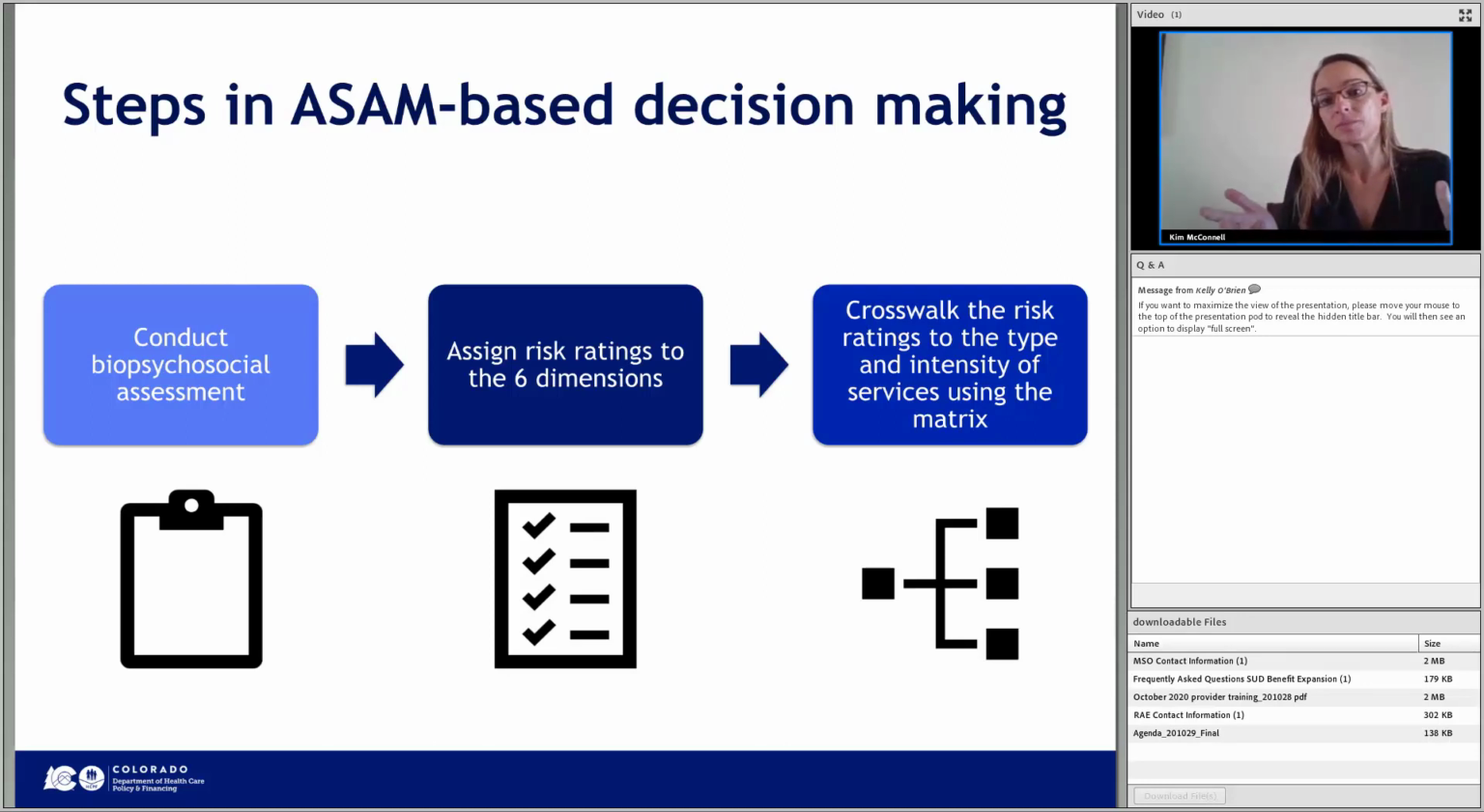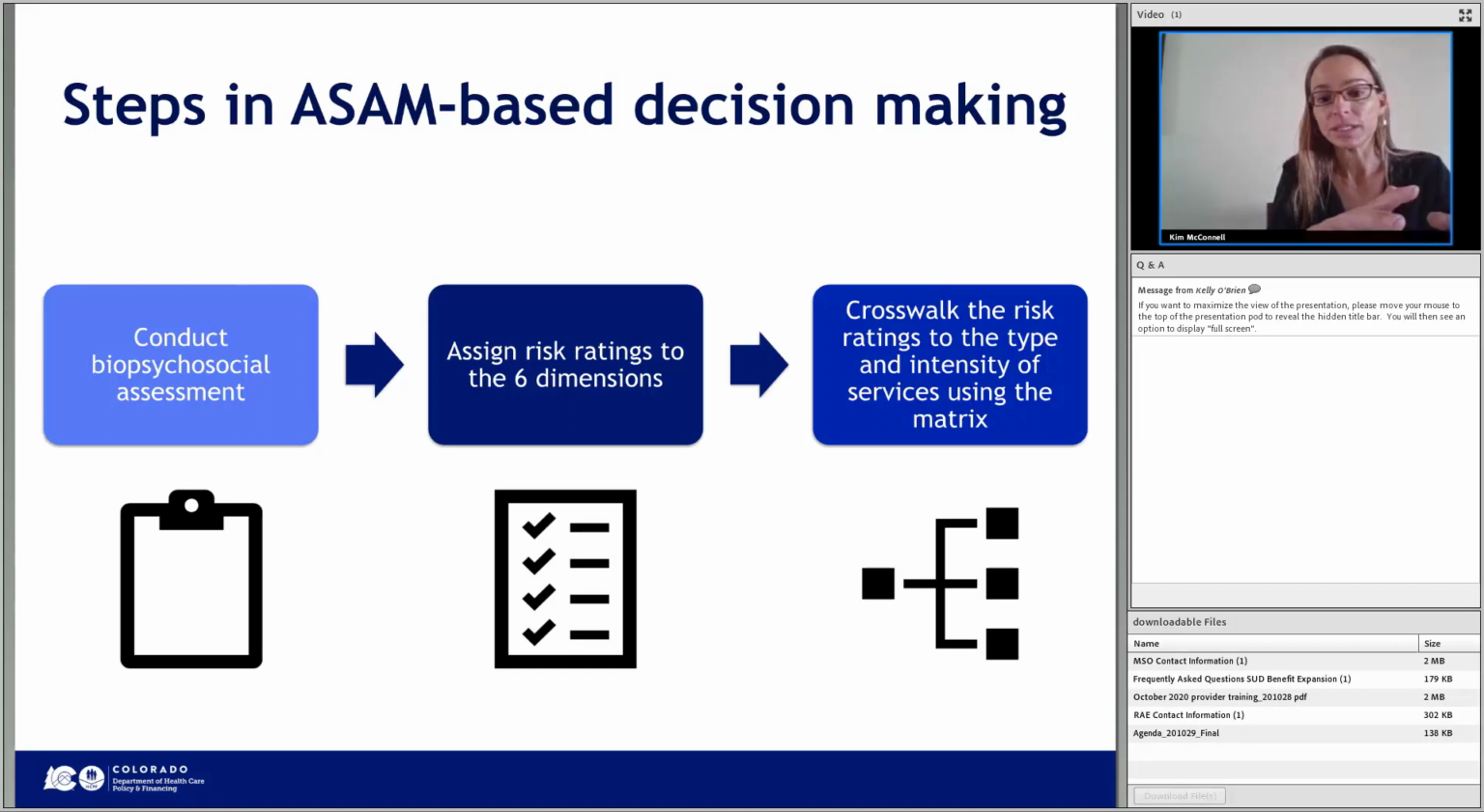Now, what assessments could you or should you use in order to gather this information? Well, a good place to start would be the ASI. In addition to the ASI, not the American Society of Addiction Medicine, but the Addiction Severity Index, you'd also need to collect some information about withdrawal symptoms and signs. Those two things can give you all of the information that you need to apply the ASAM criteria.